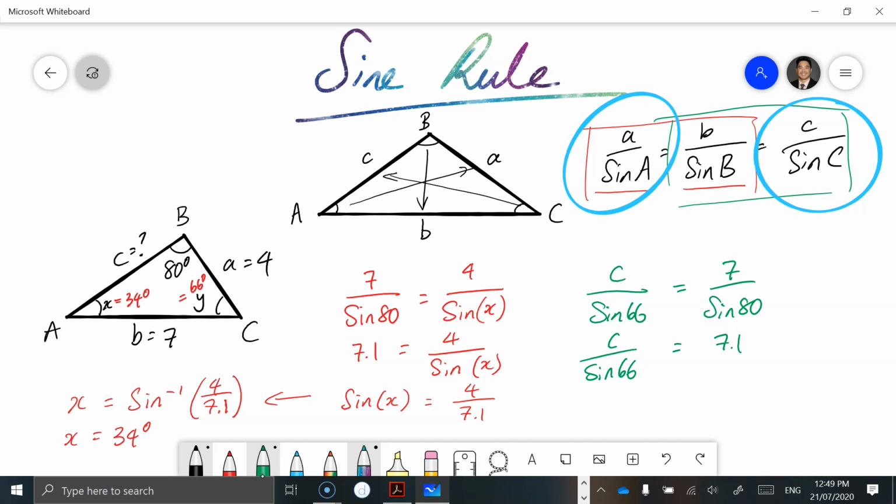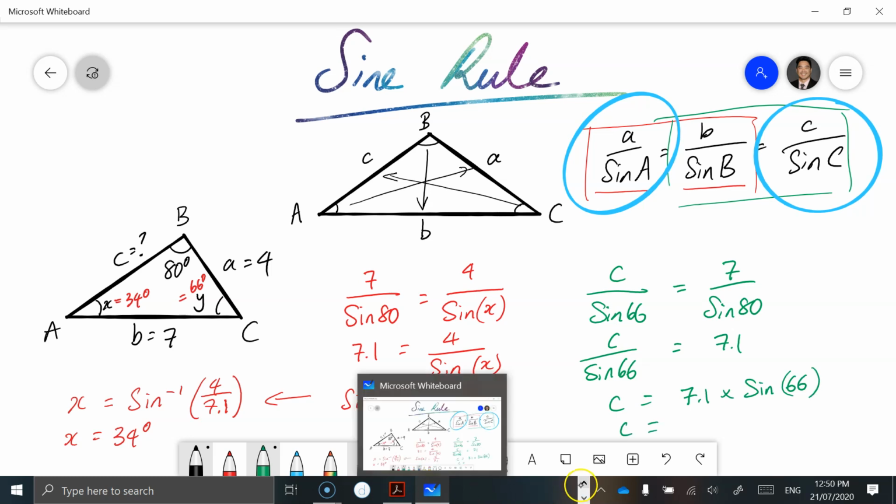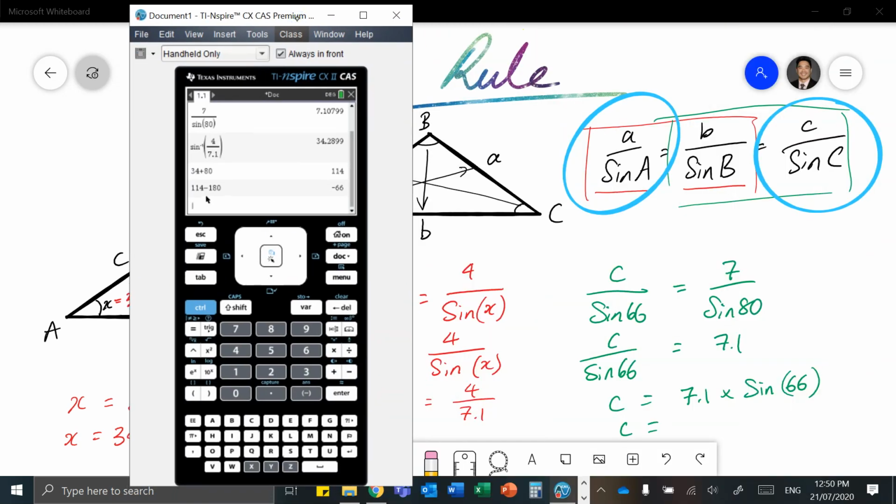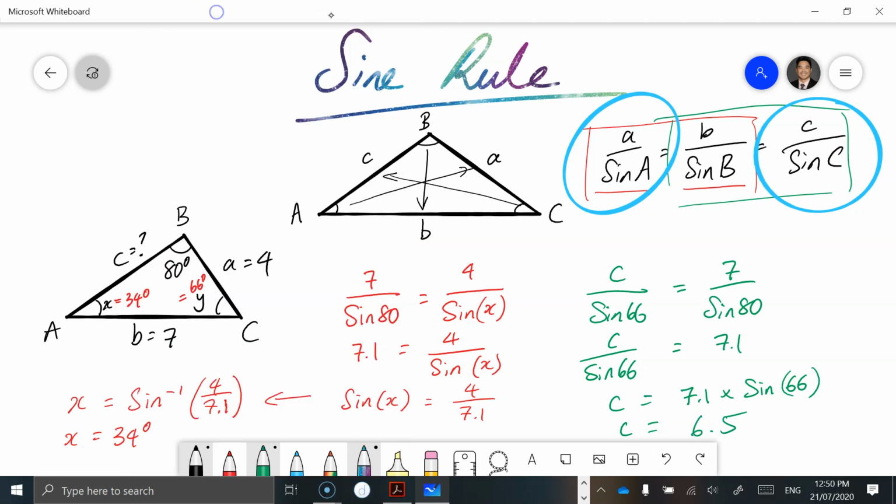And in order to get c on its own, we're going to multiply both sides by sine of 66. So c is equal to 7.1 multiplied by sine of 66. And c will equal, so back to our calculator, 7.1 times sine of 66, close brackets, enter, we've got 6.5. Okay, so 6.5 is the length of c.